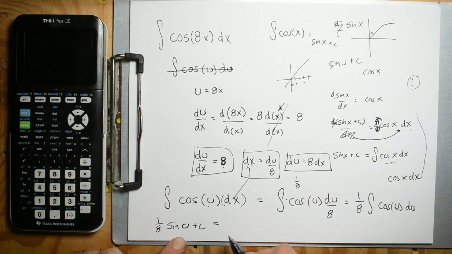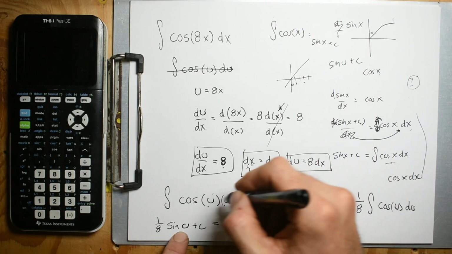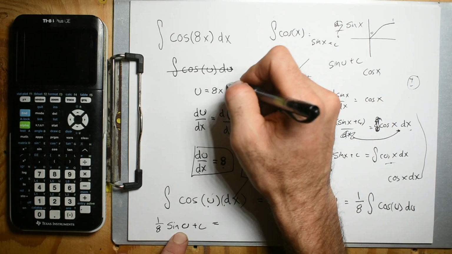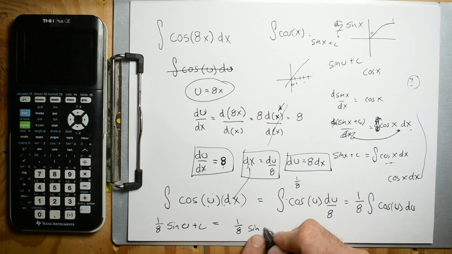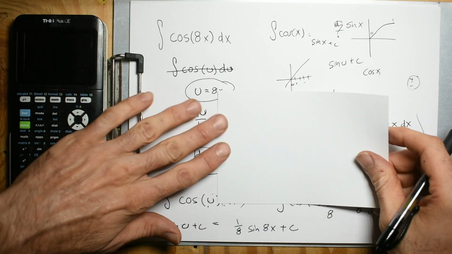Then that's the answer. Since we said u was 8x, we're going to sub that back in. So we're going to have 1/8 sine of 8x plus a constant. And now we get to actually see if this works.